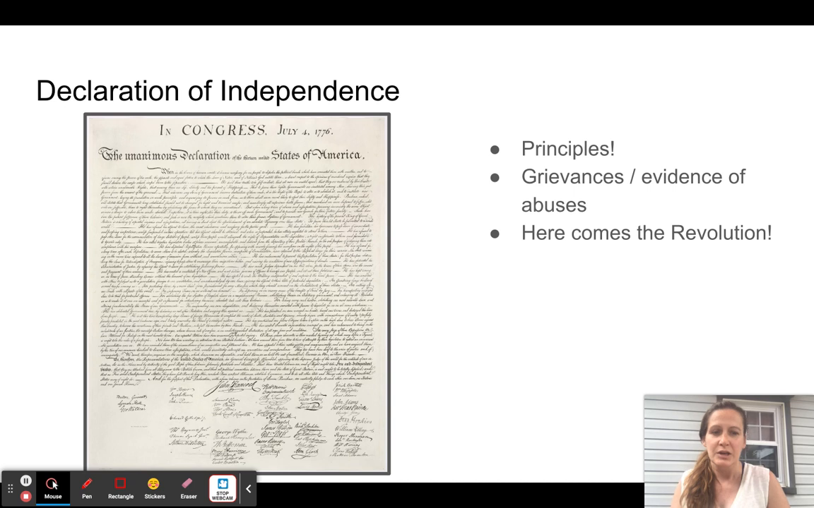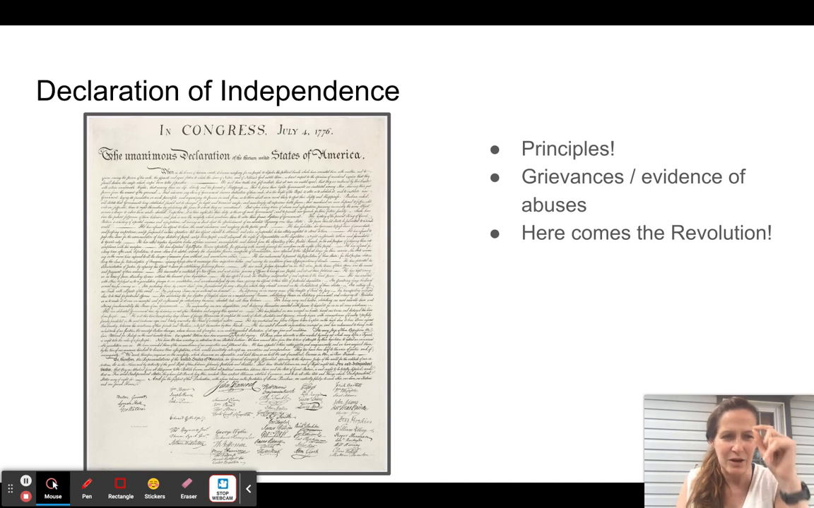And of course, people sometimes ask, when did the revolution start? John Adams would say it happened in the minds of the people. Some people will say Lexington and Concord. We often can look at the Declaration of Independence. And we learned a lot about this.